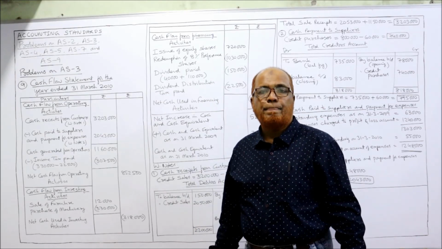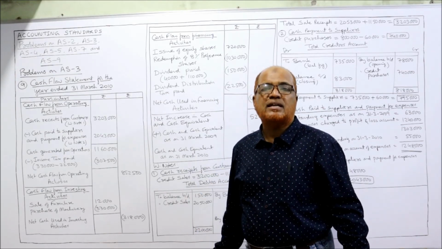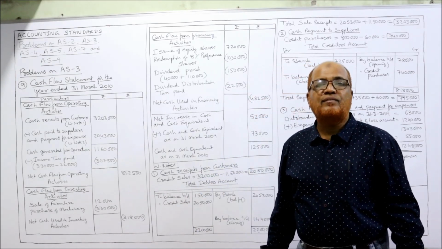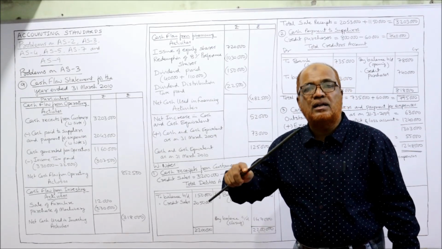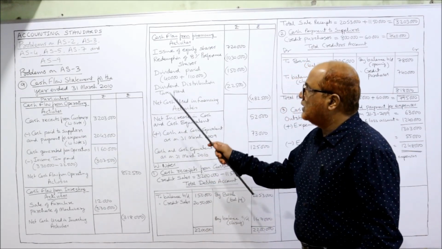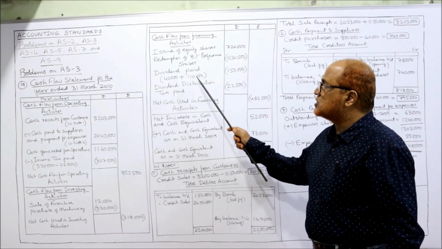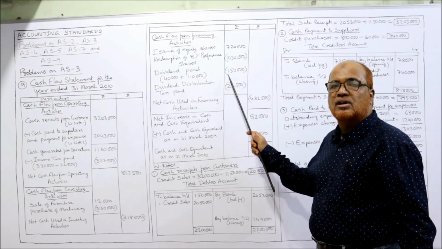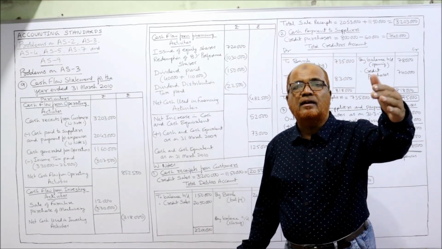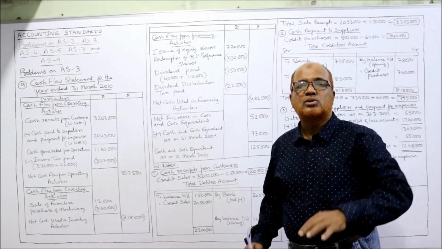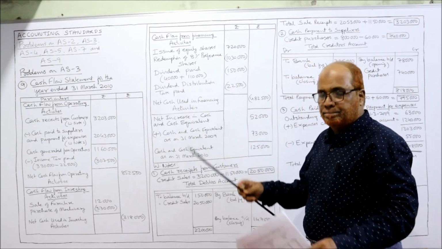So 40,000 plus 1,10,000, 1,50,000 is the total dividend paid. So here, dividend paid is 40,000 plus 1,10,000, 1,50,000. When anything is paid, it is a cash outflow. So put it in brackets.